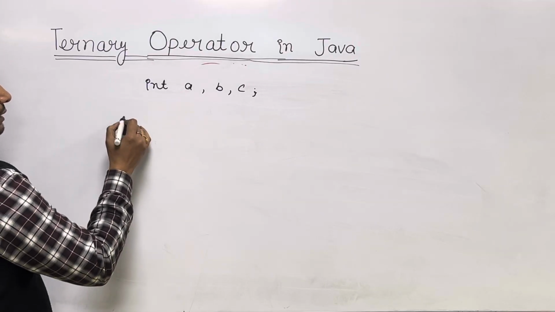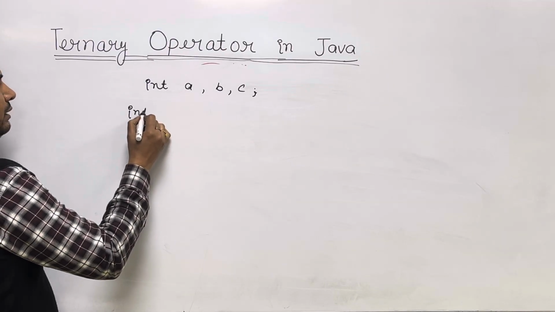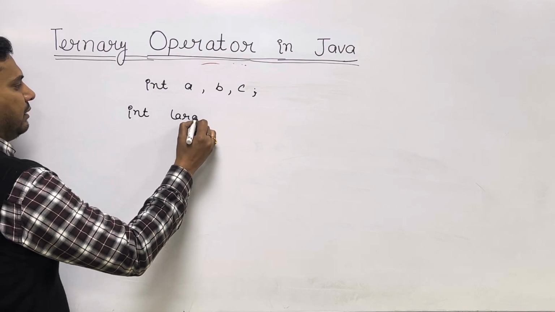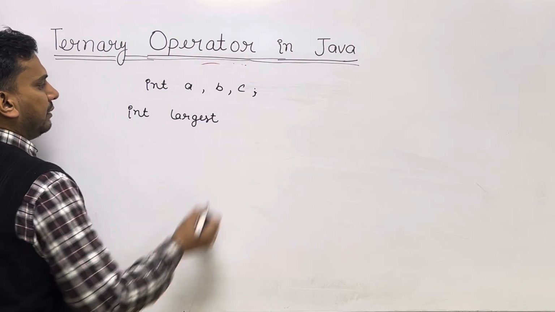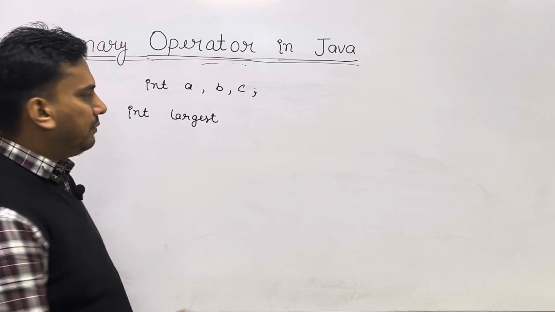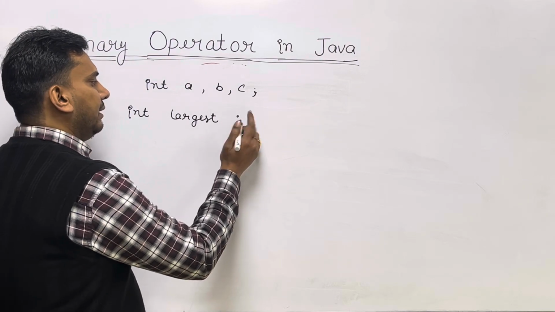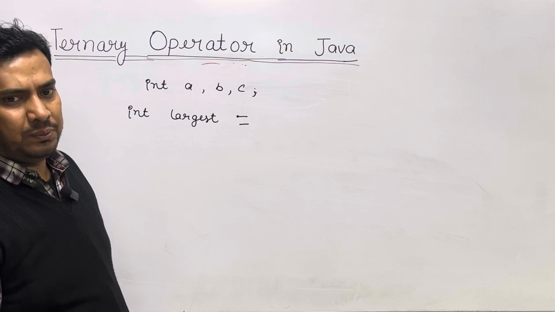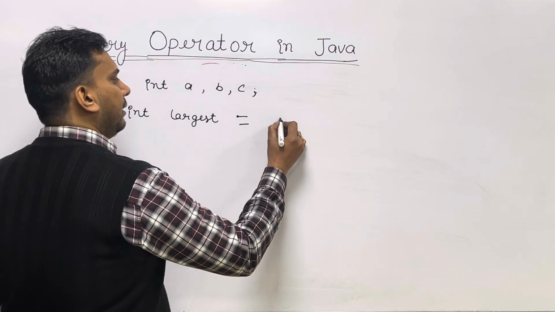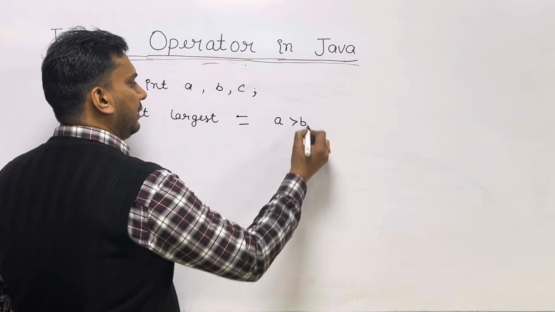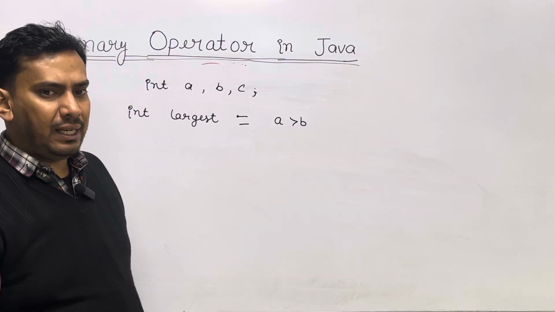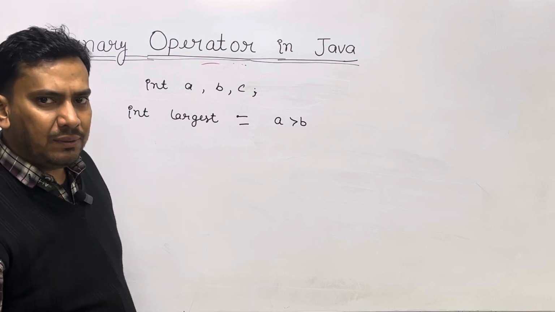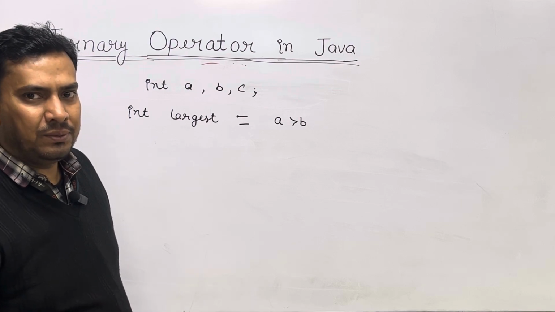So what I can write is int largest. So how will I write it, which one will be largest? I will write a condition here. What is the condition? Compare any two. Let us say I am comparing a is greater than b. If a is greater than b, then what do I want to do?